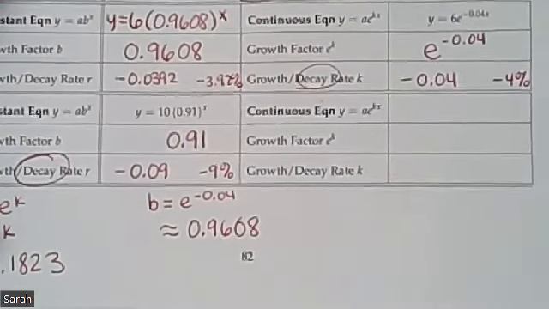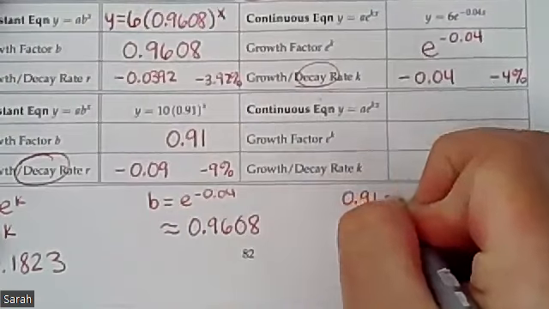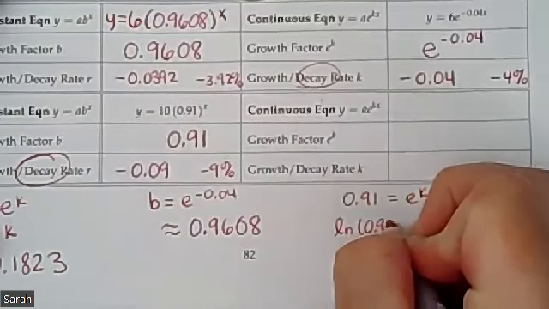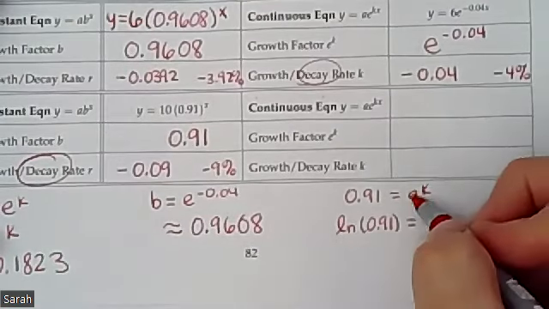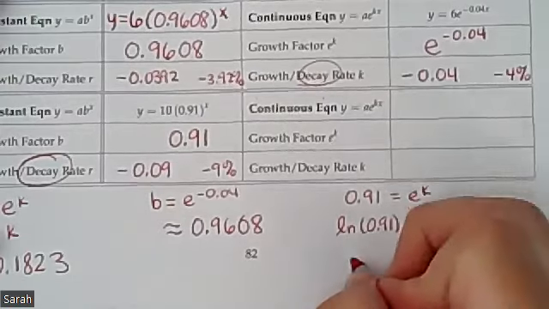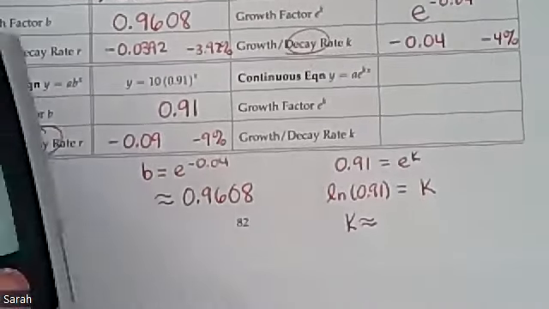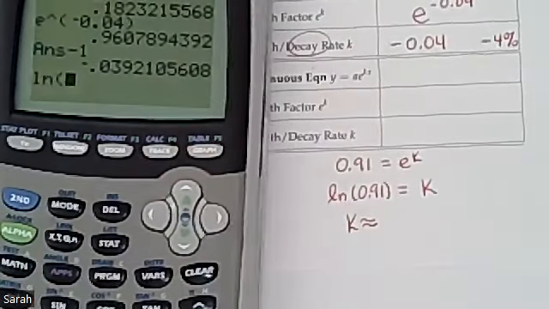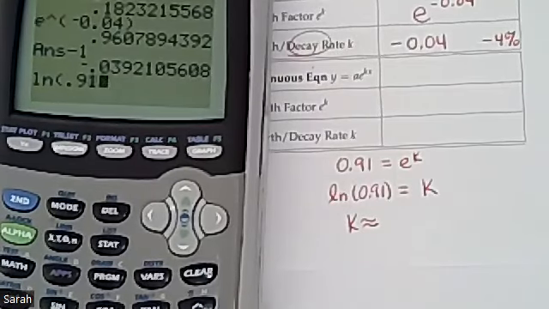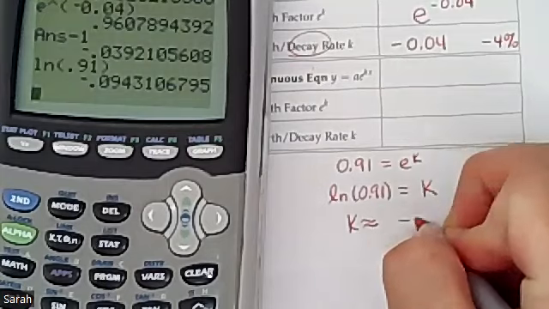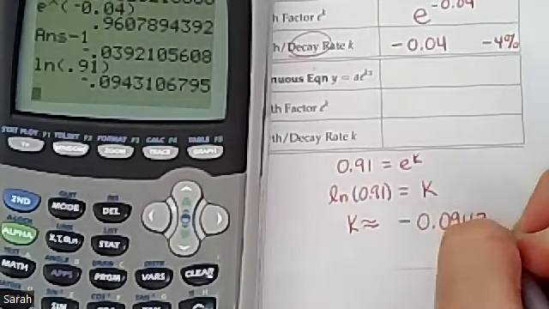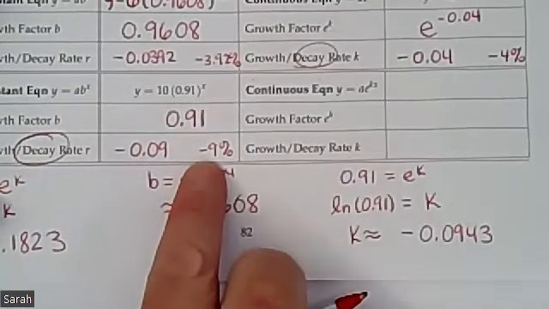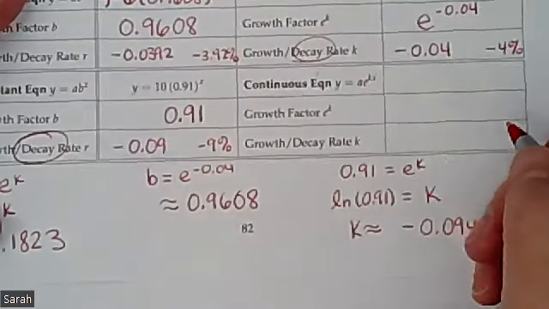And then to get the continuous, I know that 0.91 is equal to e to the k. So I take the natural log of both sides. Remember that natural log and e are inverses, so that's why these get wiped out, and I'm left with just k. We're expecting something in the neighborhood of negative 9%. Let's see what we actually get here. ln of 0.91, so k is about negative 0.0943, which is what we would expect. We expect negative from the decay, and it is reasonably close to r, so we feel pretty good about that.